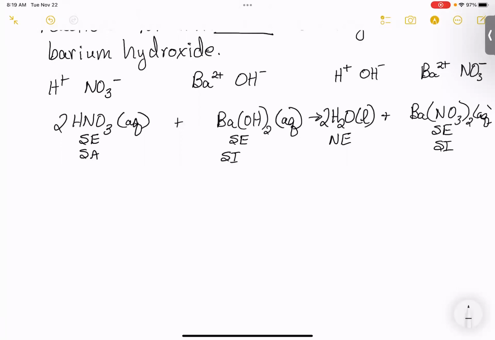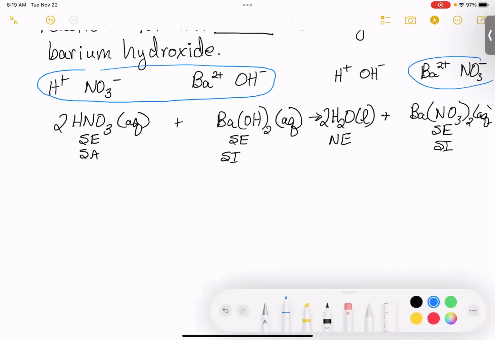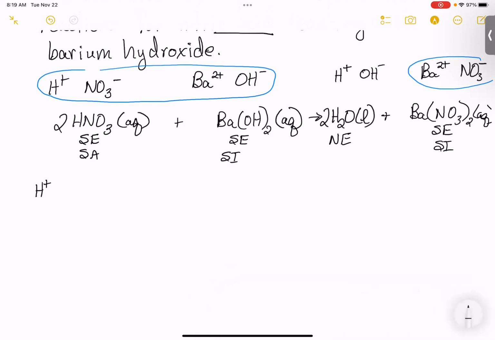And the nice thing about what I did up here at the top is we already have our ions. We know what those ions are. So with nitric acid, we're going to break it apart into H+ and NO3-. The ions will have the same state of matter as their parent compound, so they are both aqueous. What do I do about the 2 coefficient? You distribute it to both of them.